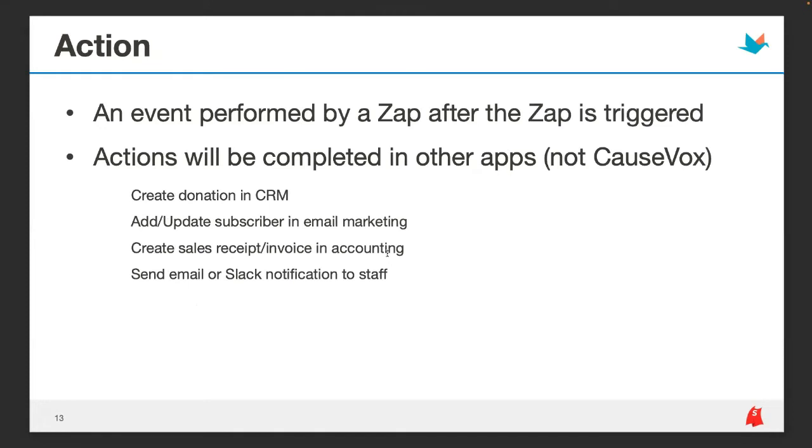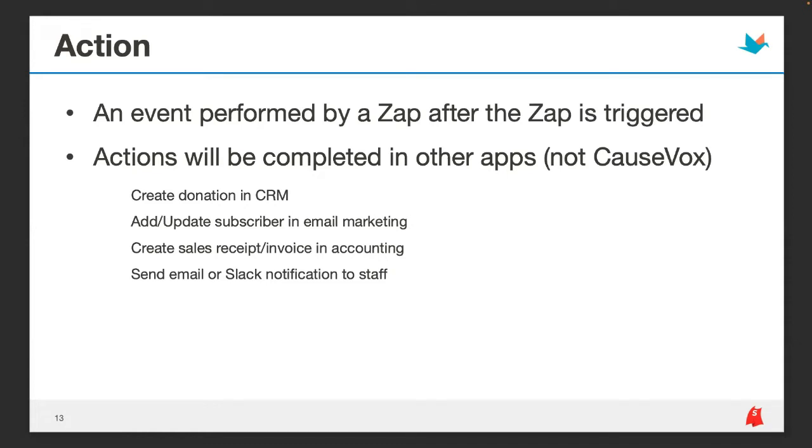Now, an action is an event a Zap performs after it is triggered. It can be helpful to think of an action like a task. If you were to complete the steps of a Zap manually, each step in the Zap would be a task that you'd be required to do. So Zapier is automating that process by completing those same manual steps in an automated way. Each task is an action completed by Zapier.